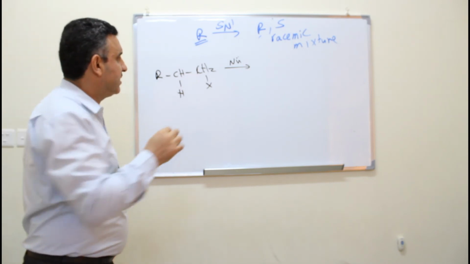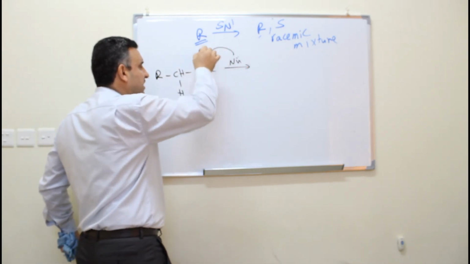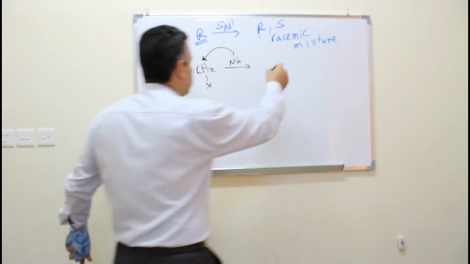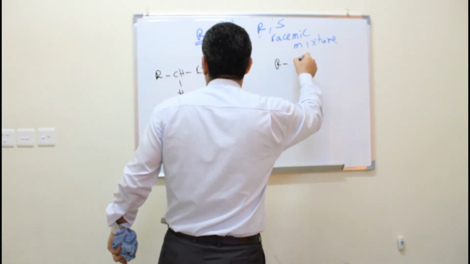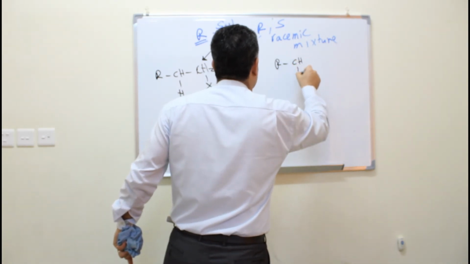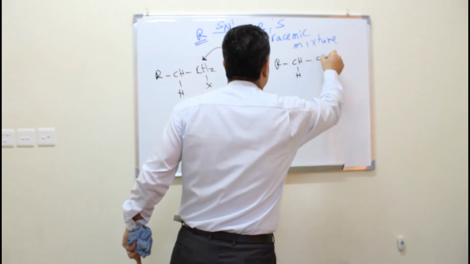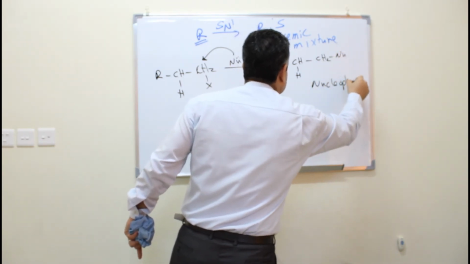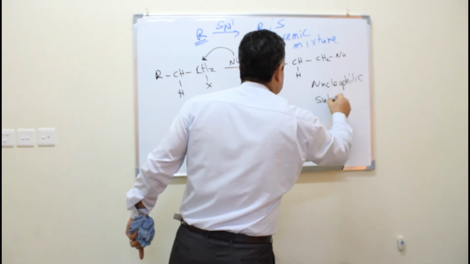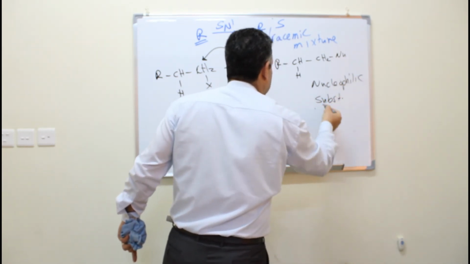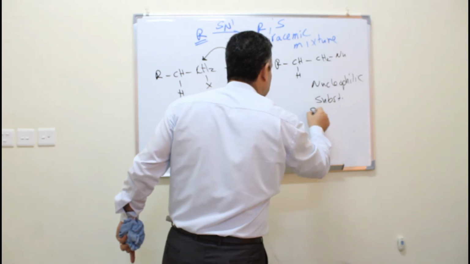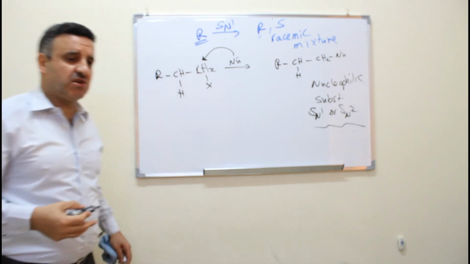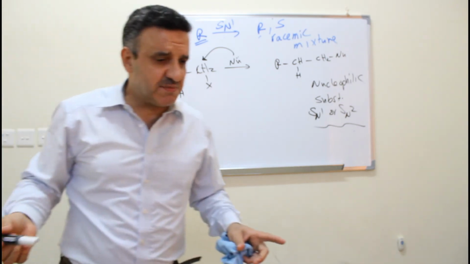So there are two possibilities. If the nucleophile directly attacks or simply replaces the halogen directly, which is the carbon attached to the halogen, then we are going to get nucleophilic substitution reaction, RCH, then CH2 nucleophile. This is called nucleophilic substitution. And this can undergo Sn1 or Sn2, depending on the nature of the alkyl halide. This is what we have explained so far.